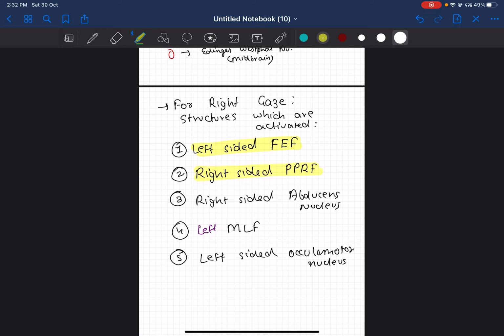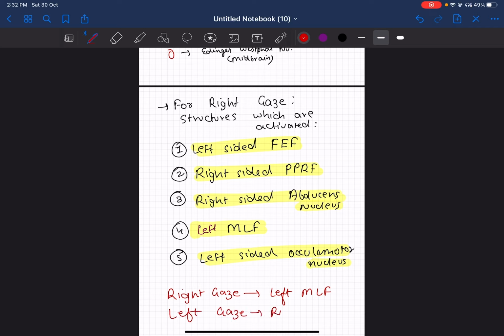It will in turn cause the activation of the right-sided abducens nucleus. Then the abducens nucleus will connect to the left-sided oculomotor nucleus through the left MLF. Now don't forget that it is the left MLF which is activated in the right gaze. Okay, so I am writing here: for right gaze, left MLF is responsible, and for the left gaze, right MLF is responsible.